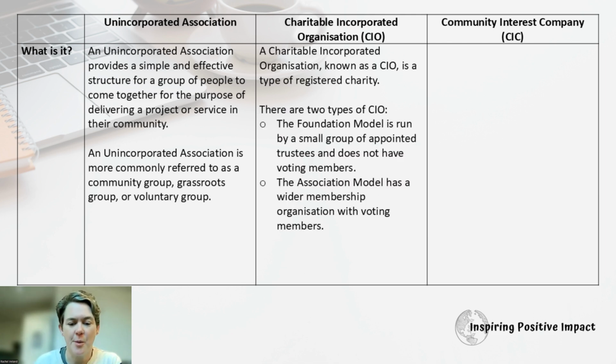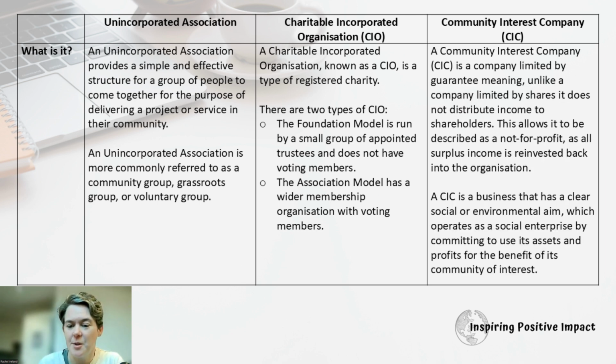A charitable incorporated organisation, known as a CIO, is a type of registered charity, and there are 2 types of CIOs. The foundation model is run by a small group of appointed trustees and doesn't have any voting members. The association model is a wider membership organisation with voting members.